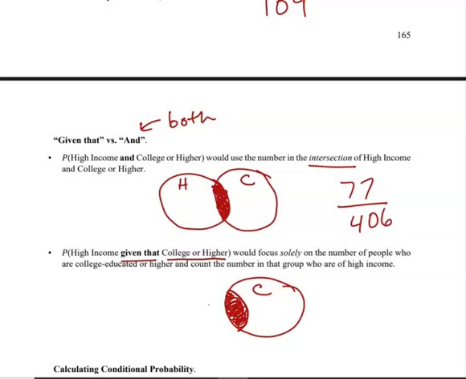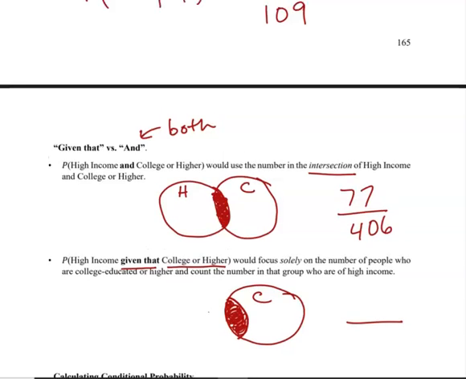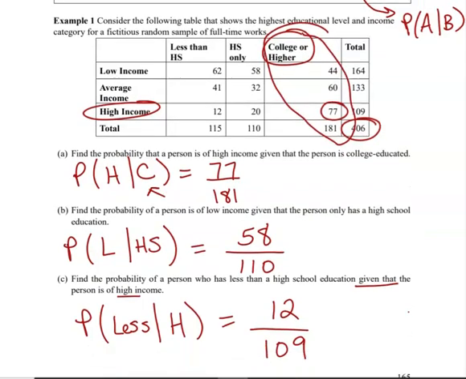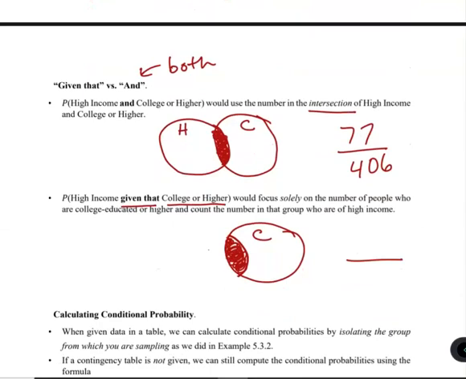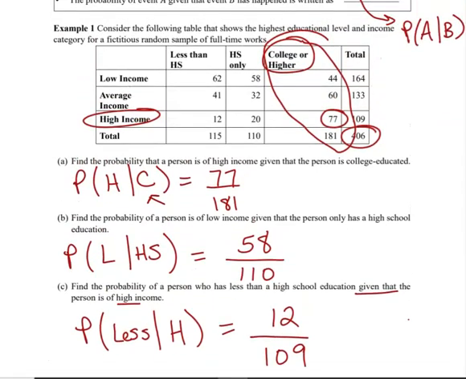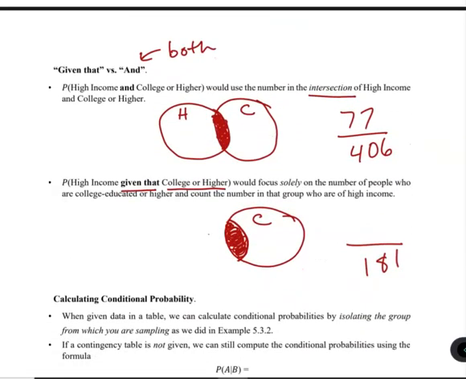So what changes is my denominator. Now I'm only interested in the college educated group. If I go back, the college educated group was this column. There's 181 in that group. So out of the 181 who are college educated, how many were high income? See it? It's 77. So the numerators are the same, but the denominators are different. It's relative to who you're talking about. Are you talking about the whole sample, or are you talking about just the college educated group? And that's really the difference.